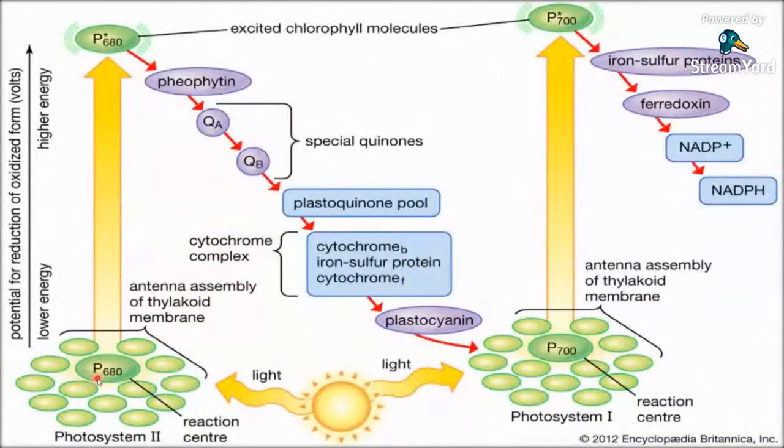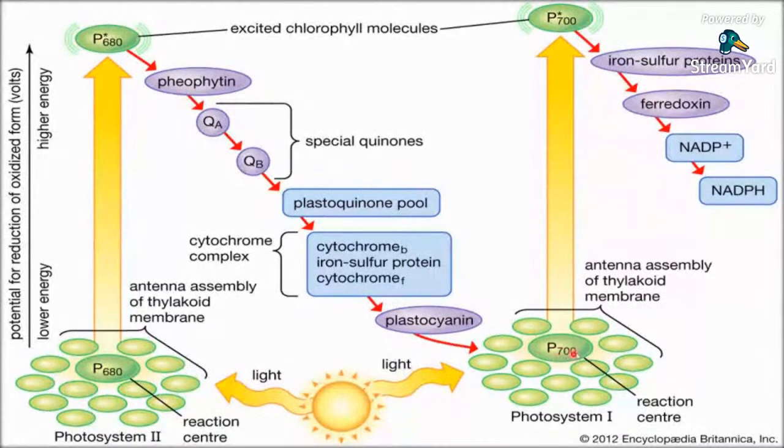So here is the same process, but with a different picturization. Firstly, this is the P680 center. It will absorb some amount of energy and go to the excited state, where it will move towards the plastoquinone. From plastoquinone, it will move towards the cytochrome F, where ATP is generated. From that, it will go to the plastocyanin, then move to the P700 center. The electrons are moving in this way.